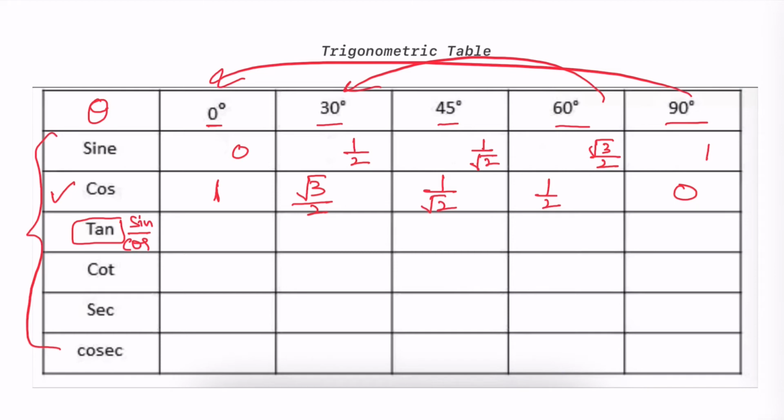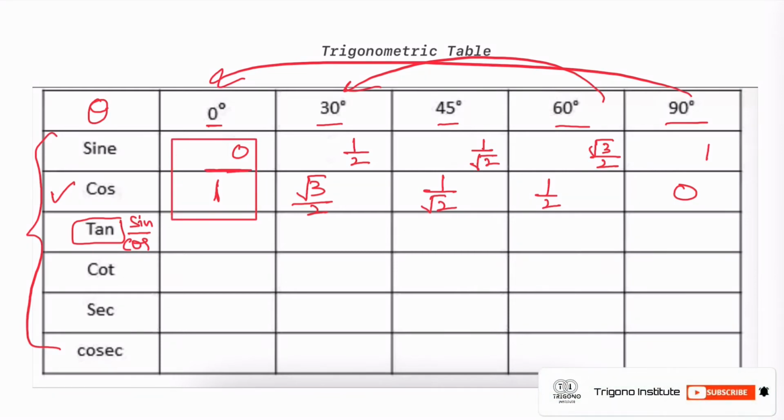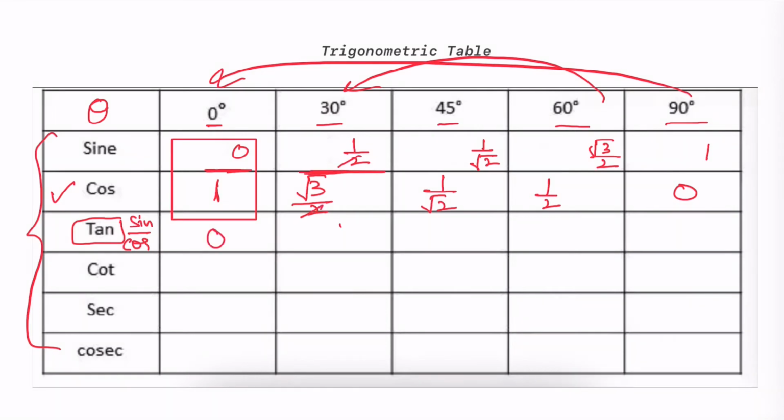right? So I'm going to take those two values, sine over cos. So 0 over 1 is equal to 0. If I divide these two, you can see 2 cancels out and this will be 1 by under root 3. Then this will cancel out also. This is 1, then under root 3. And what is 1 by 0? This is equal to infinite, right?